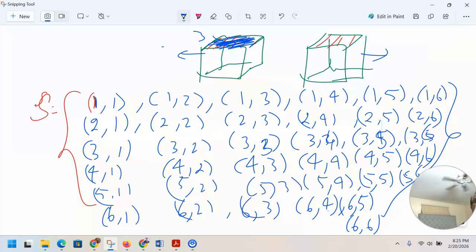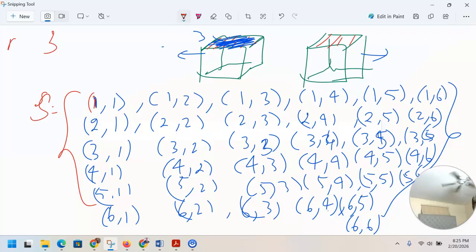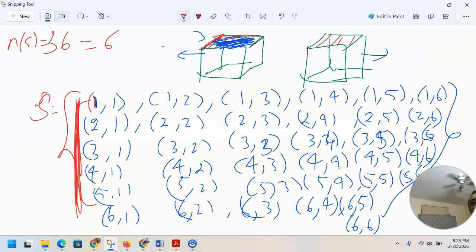And clearly you can count them. Do you even have to count them? It is 36, right? The size of the sample space here is 36, because there are 6 options for the first one, which could be any of the 6, and the second one also could be any of the 6. So by the fundamental counting principle, the total number is 6 times 6.